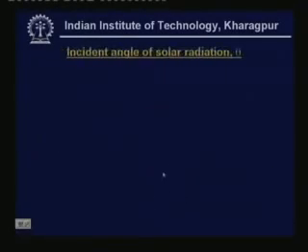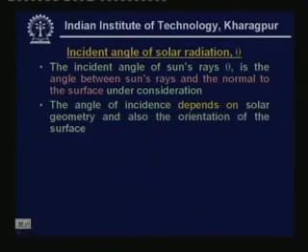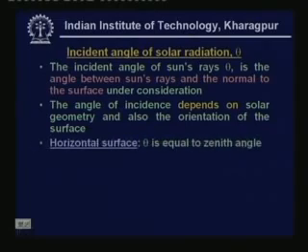Now, let us look at the incident angle of solar radiation, that is theta. As I have already mentioned, the incident angle of the sun's rays, theta, is the angle between the sun's rays and the normal to the surface under consideration. The angle of incidence theta depends on solar geometry and also on the orientation of the surface. For example, for a horizontal surface, theta is equal to the zenith angle.